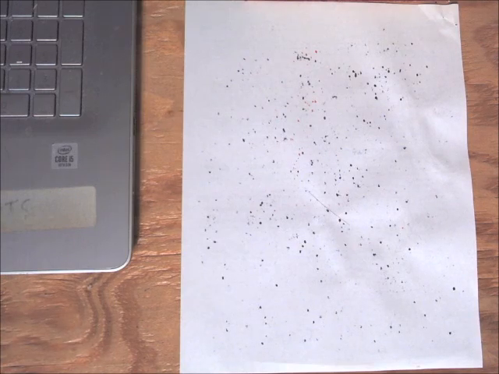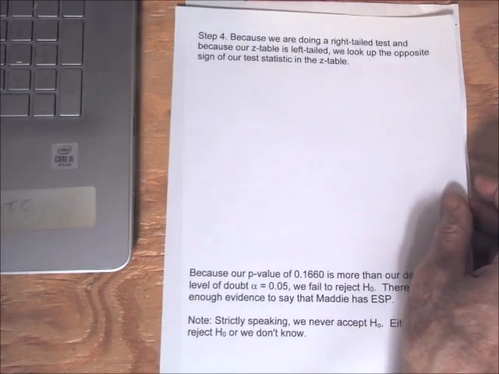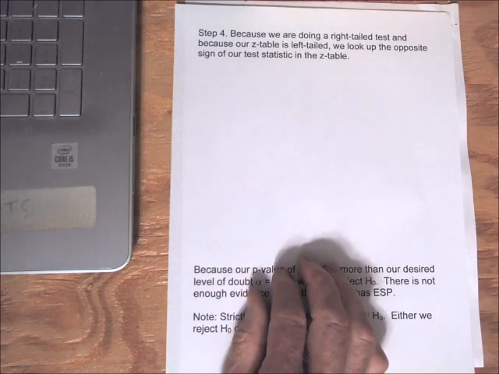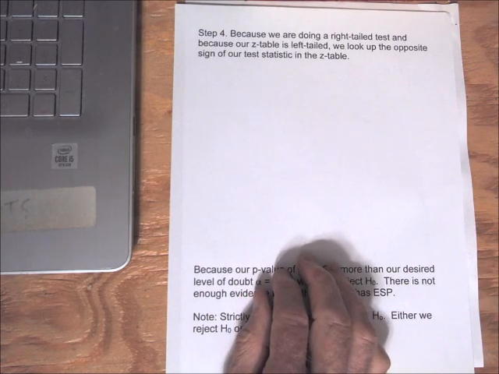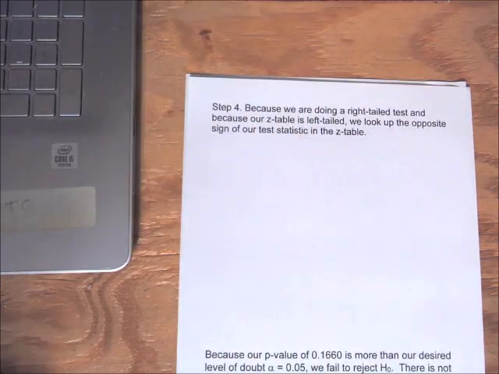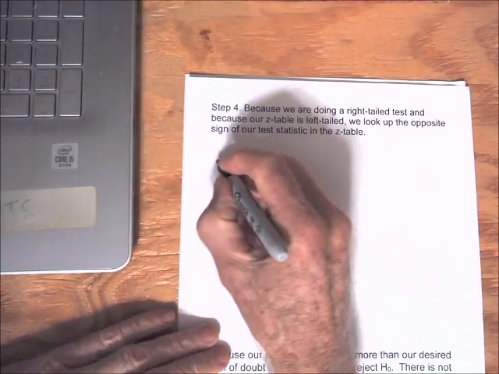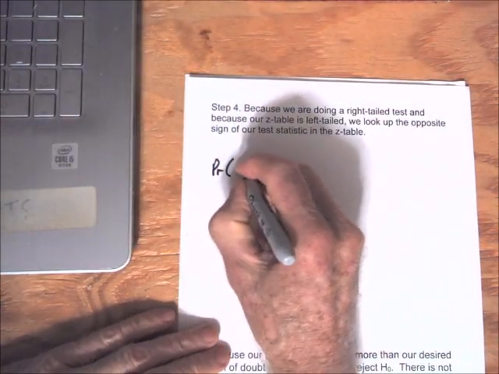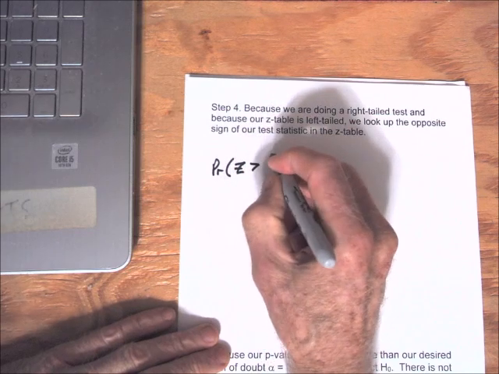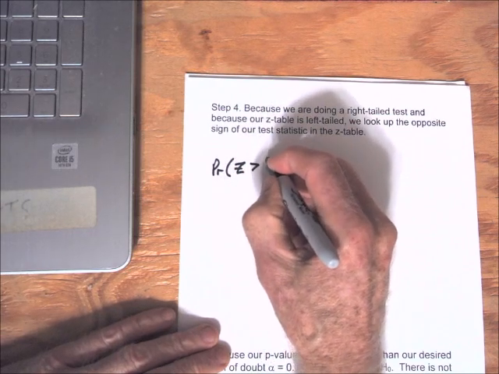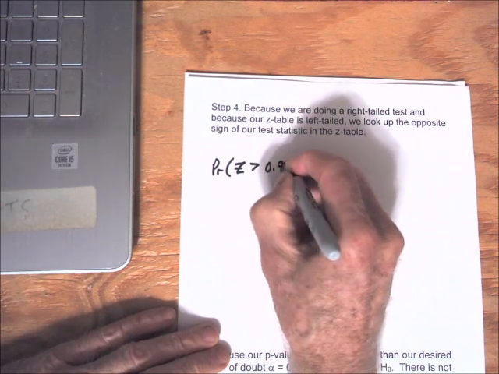Next step, step 4. Because we're doing a right-tailed test, and because our z-table is left-tailed, we have to look up the opposite sign of our test statistic in the z-table. So we want the probability of z being greater than 0.97, because it's the right-tailed test. We have a greater than symbol.